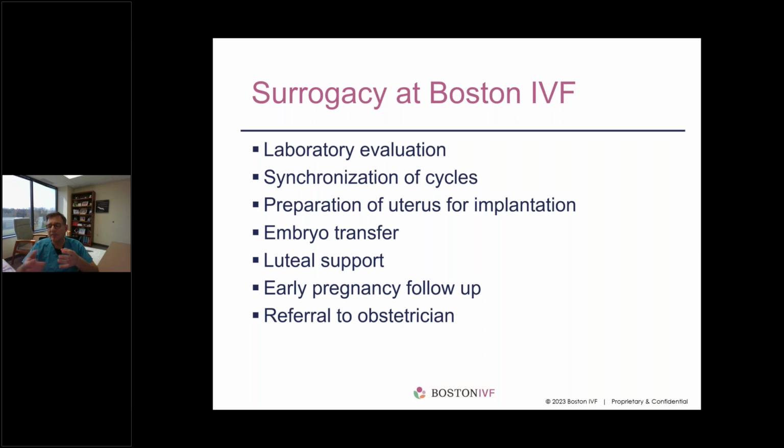In other words, we would prefer to transfer a fresh embryo into the surrogate rather than a frozen embryo, but we can do both. We try synchronizing the cycles, put both on oral contraceptives and then start them both, let's say, on a GnRH agonist to synchronize their cycles. So once the embryo is created, we can place it immediately into the surrogate. We provide luteal support, we provide early pregnancy follow-up, and once we're comfortable, around 9 weeks, that the pregnancy is proceeding adequately, the surrogate is referred to an obstetrician.